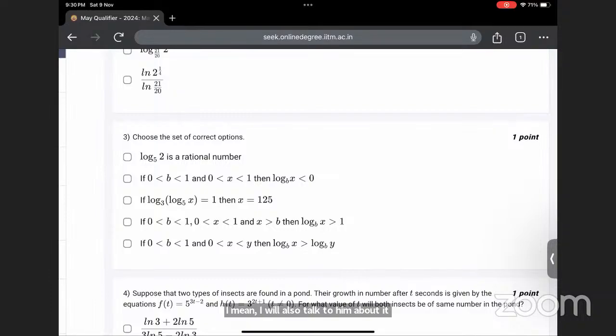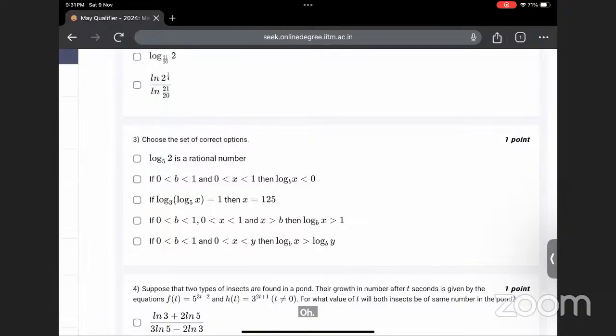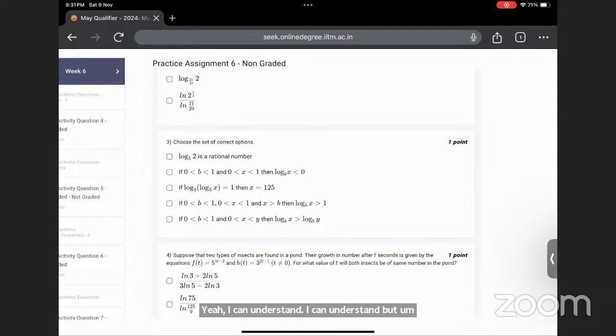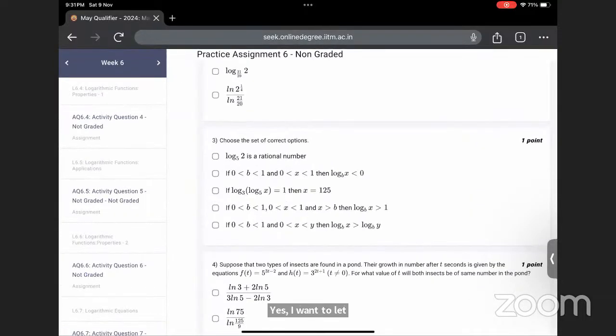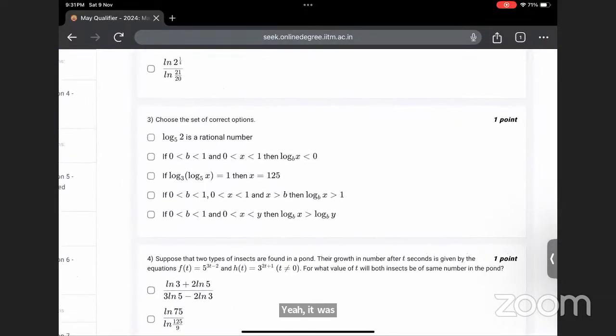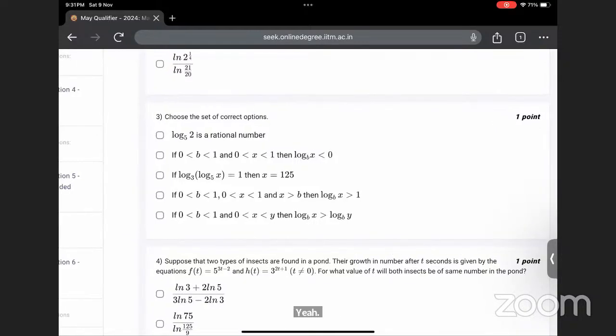Yeah. Because we plan and come for the session, I can understand. But yes, I want to let you know about this. Okay, so let us focus on the problems.